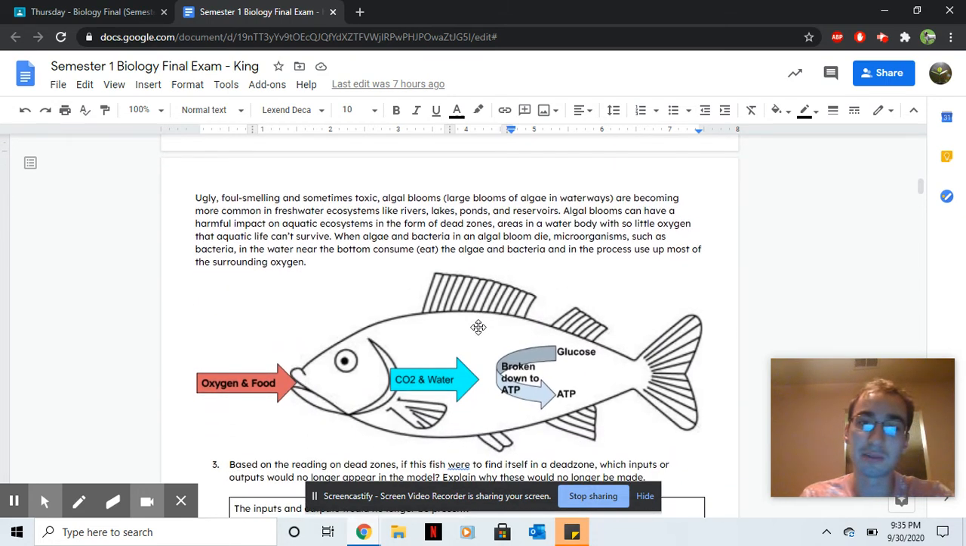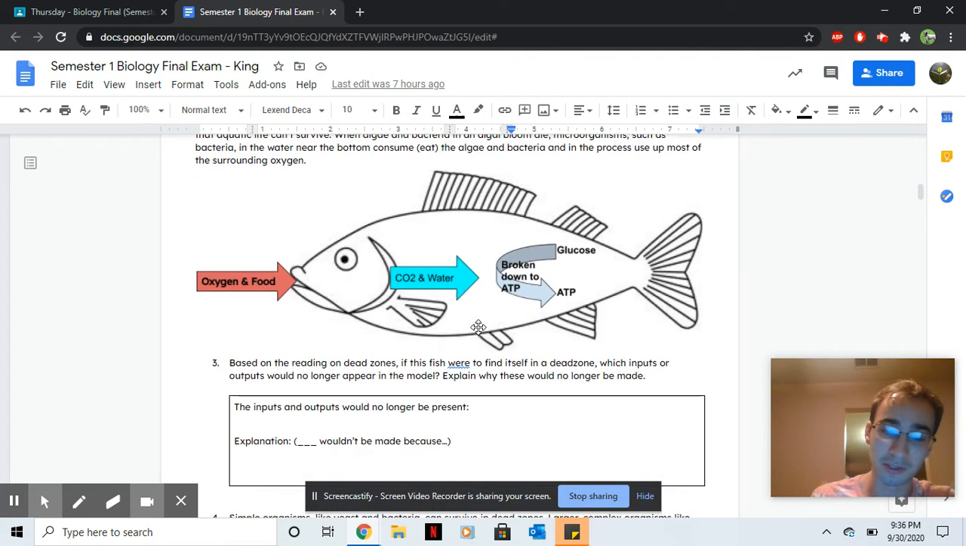Ugly, foul-smelling, and sometimes toxic algae blooms are becoming more common in freshwater ecosystems like rivers, lakes, ponds, and reservoirs. Algae blooms have a harmful impact on aquatic ecosystems in the form of dead zones, areas in a water body with so little oxygen that aquatic life can't survive. When algae and bacteria in an algae bloom die, microorganisms, such as bacteria in the water near the bottom, consume the algae and bacteria, and in the process, use up most of the surrounding oxygen.